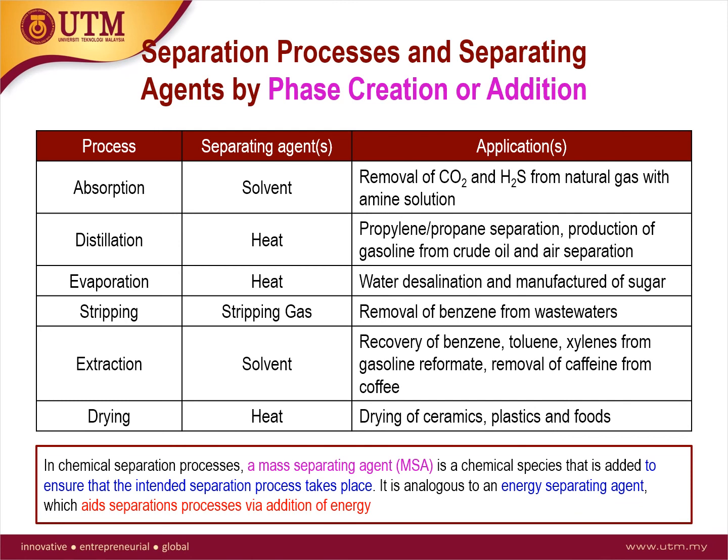In chemical separation processes, a mass separating agent, or MSA for short, is a chemical species that is added to ensure that the intended separation process takes place. It is analogous to an energy separating agent, which aids the separation process via addition of energy.